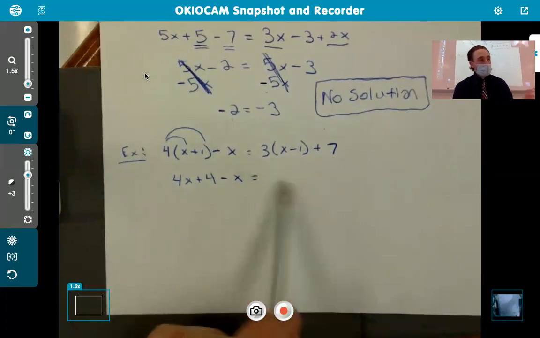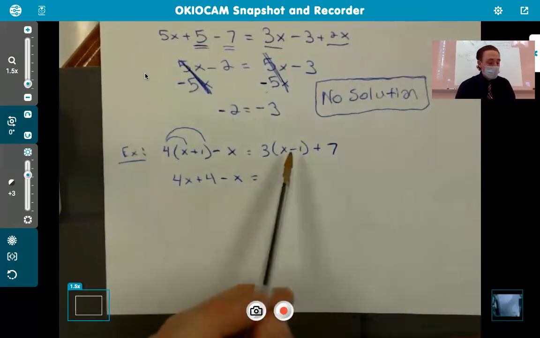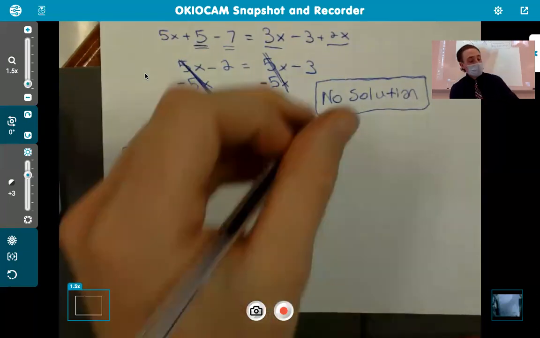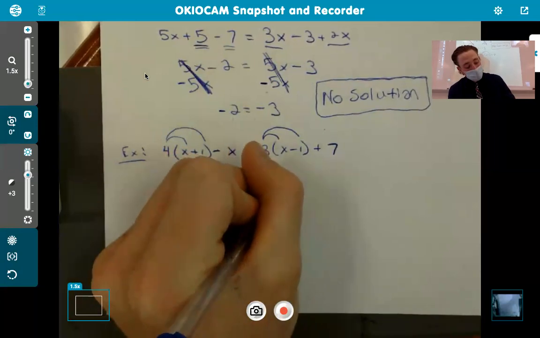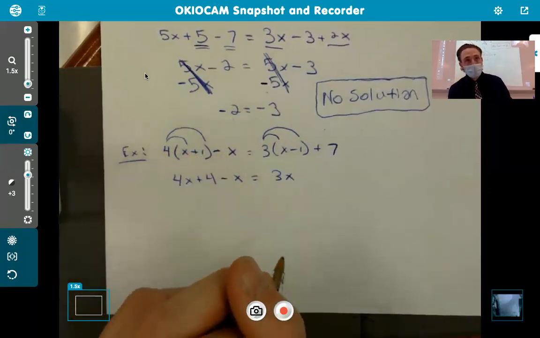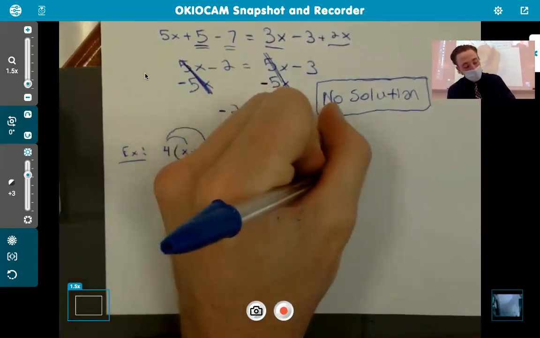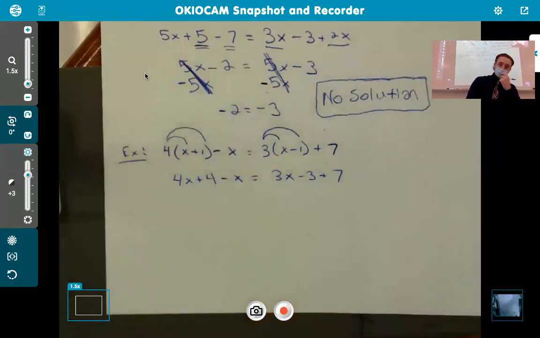On the right-hand side, Isaiah, you pretty much already said it. What do I have to do with that 3? Distribute again, right? What's 3 times x? What's 3 times -1? -3, and I have the plus 7.